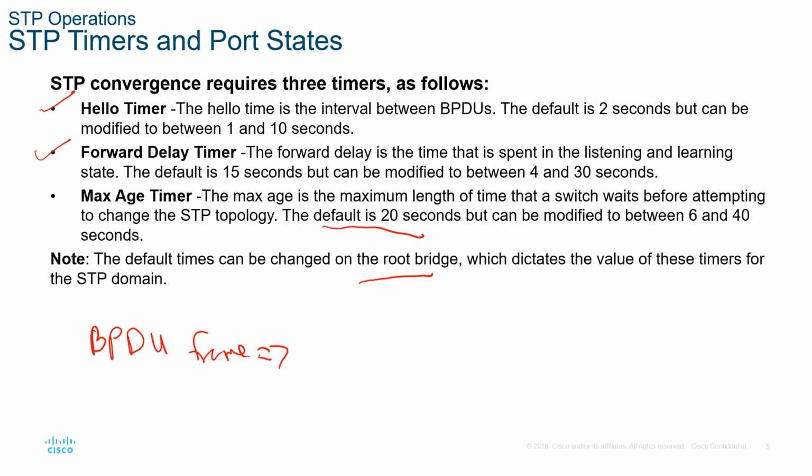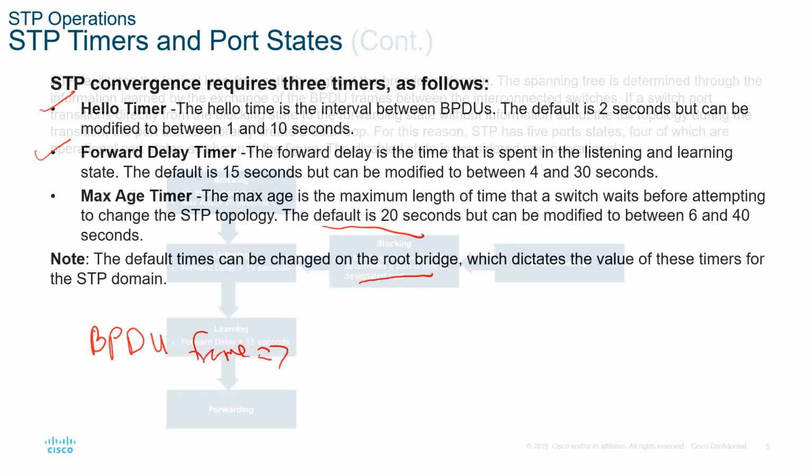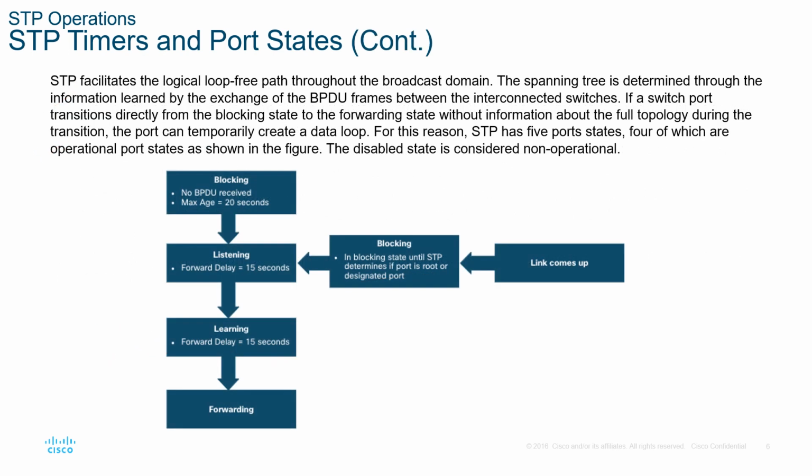So basically, the spanning tree is determined through the information learned by the exchange of the BPDU frames between the connected switches. So if there is a port transition on the switch directly from blocking state to the forwarding state. So this is the fourth state. This I will explain a little bit after this, what it means by each of the states.